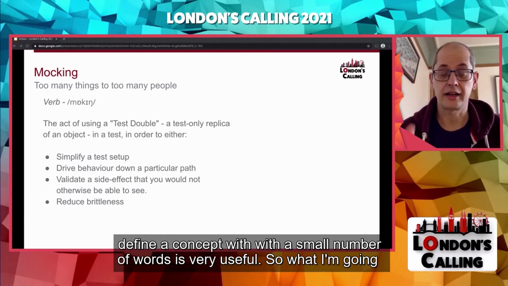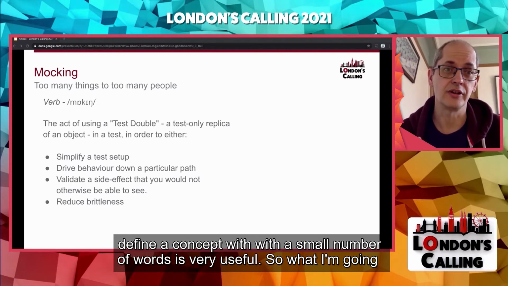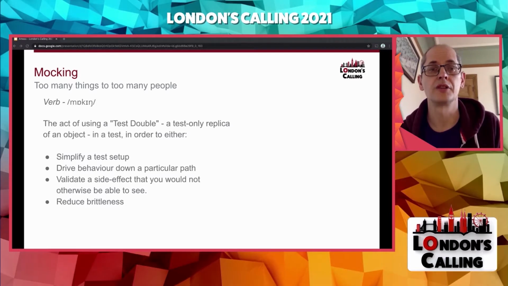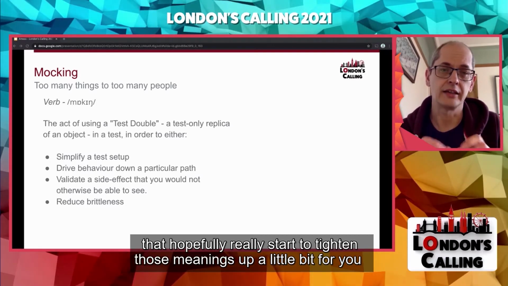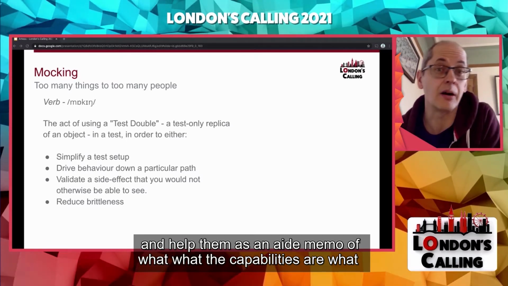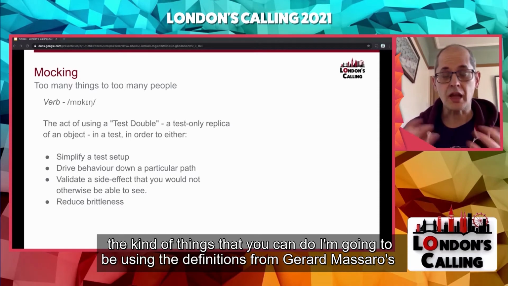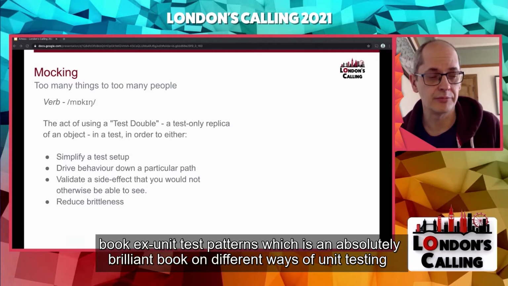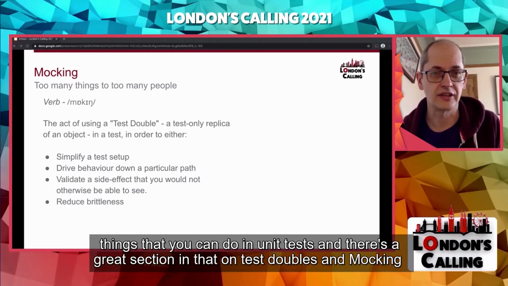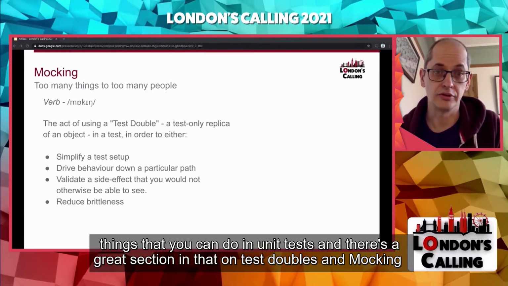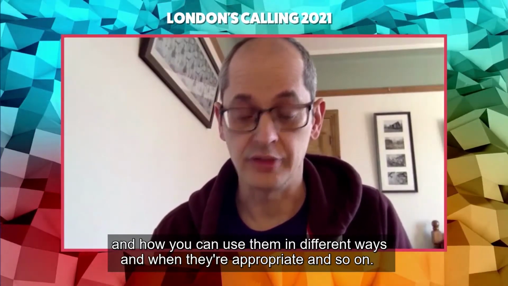As software developers, communication is a really big thing. Being able to define a concept with a small number of words is very useful. So as we go through this talk, I'll define a few terms that hopefully really start to tighten those meanings up a little bit for you and help them as an aide-mémoire for what the capabilities are, what the kind of things that you can do. I'm going to be using the definitions from Gerard Meszaros's book, xUnit Test Patterns, which is an absolutely brilliant book on different ways of unit testing, things that you can do in unit tests. And there's a great section in that on test doubles and mocking and how you can use them in different ways and when they're appropriate and so on.